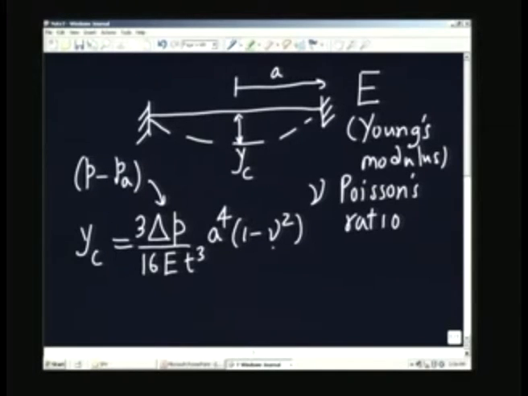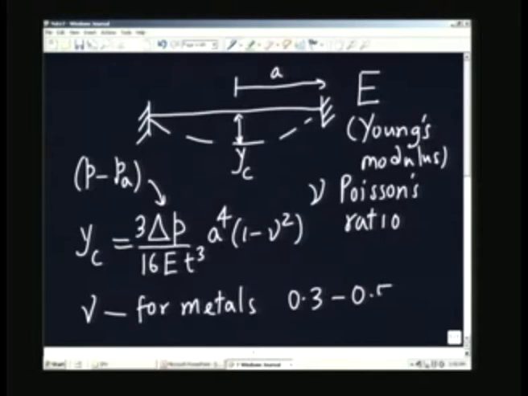Poisson's ratio for metals, if we are using a metal diaphragm, either stainless steel or some other metal, may be anywhere between 0.3 and 0.5. Okay. And the Young's modulus is known. a is the radius of the diaphragm, and delta p is the pressure difference.